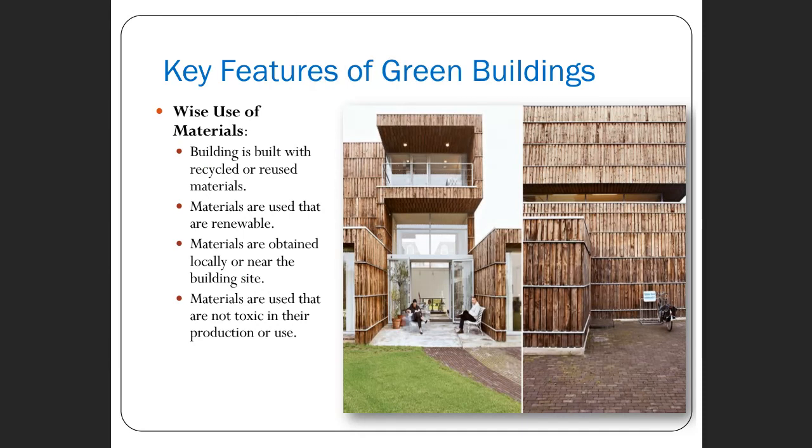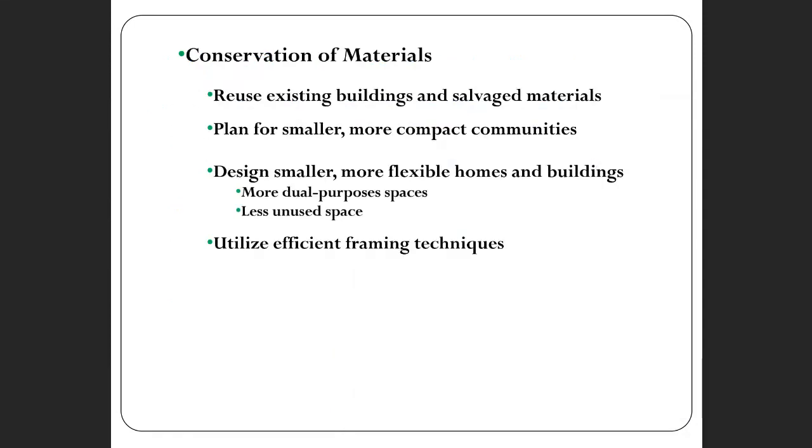Right, we've seen this slide before. What are some of the key features of green buildings? Well, one of them is a wise use of materials. Again, built with recycled or reused materials, materials that are renewable or rapidly renewable, materials that are obtained locally or near the building site, and materials that are non-toxic, right? Those are some of the four bullet points of how we reduce materials use in our projects.